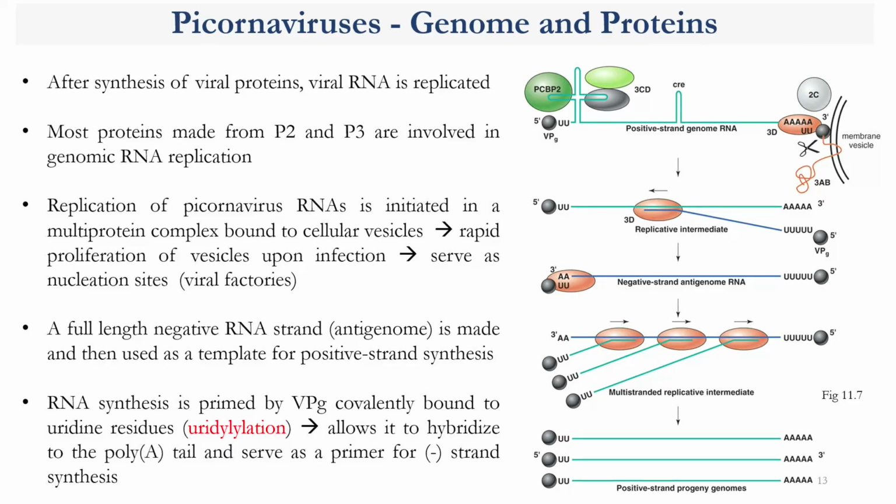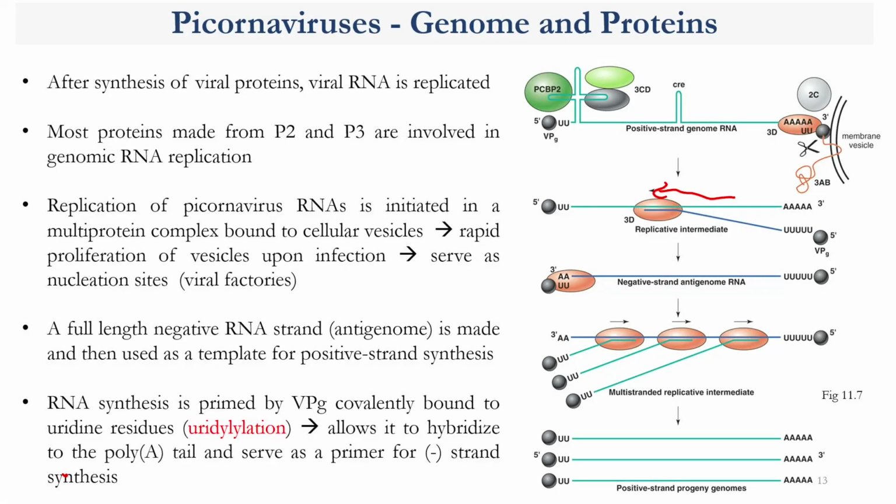You have your poly A tail, and then you're going to replicate that into complementary sequences. So since it's poly A, your negative genome, your antigenome will have a poly U on the 5' end. Now, VPG is also attached to this 5' end, which you can see right here as well. And once that happens, your polymerase will start to make a replicative copy. So what you get is a replicative intermediate. So this is protein 3D, okay?